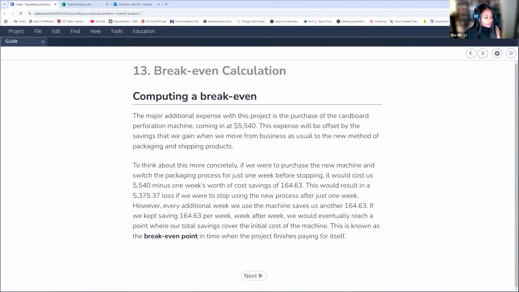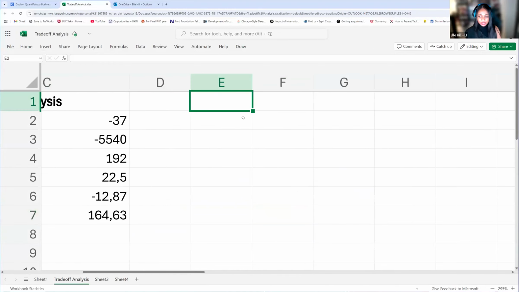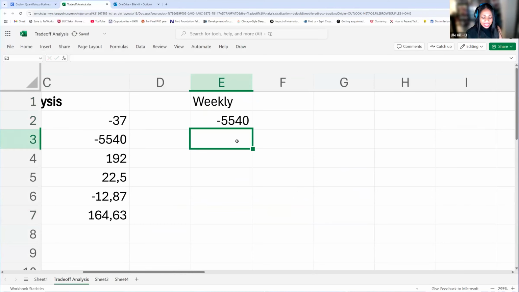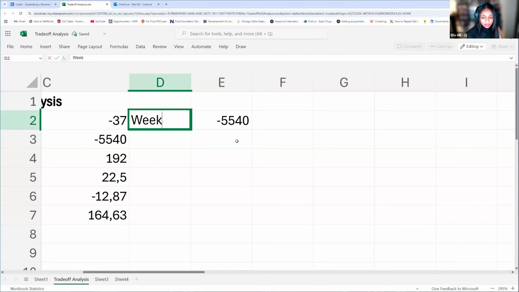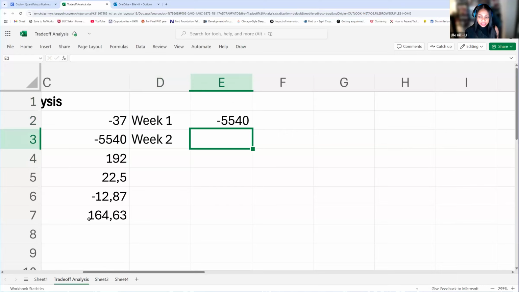So if we're trying to find our break-even point, if you want to be very visual, let's see the weekly. We know the machine is going to be negative 554. So I'll show you a more visual way. Every week, week 1, week 2, and so on and so forth, we're gaining that savings of $164.63. So we add this here.